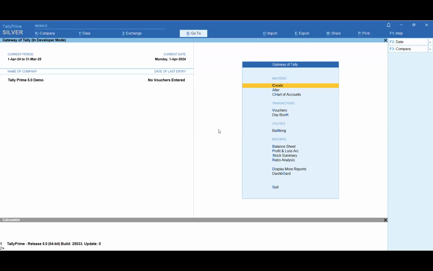Today I'm going to present a session on new features in Tally 5.0. The first topic is how to create party details using a GST number from the government portal. What is the use of this feature?